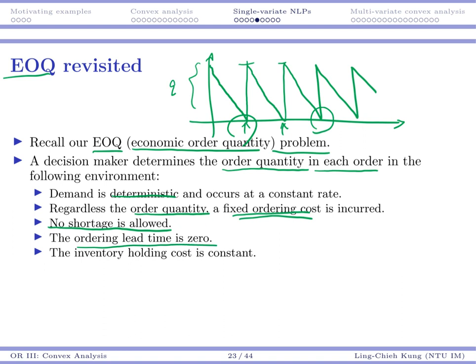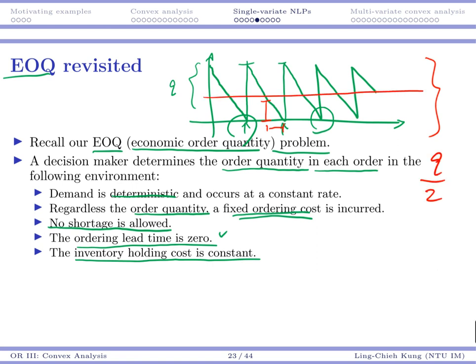Pretty much you would agree there is not really a need to have this assumption, because if you do have some lead time, all you need to do is to just order a little bit earlier. But anyway, it's equivalent to say there is no ordering lead time. And finally, the inventory holding cost is also constant. Because of this kind of inventory shape, we know we are having Q over 2 as our average inventory level. That's how we later would calculate the inventory cost.